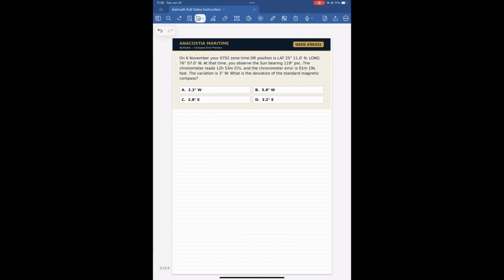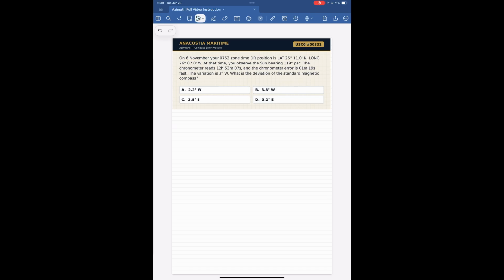Full video instruction. On 6 November, your 0752 zone time DR position is latitude 25 degrees, 11 minutes north, longitude 76 degrees, 7 minutes west. At that time, you observe the sun bearing 119 degrees PSC. The chronometer reads 12 hours, 53 minutes, 7 seconds. And the chronometer error is 1 minute, 19 seconds fast. The variation is 3 degrees west. What is the deviation of the standard magnetic compass?